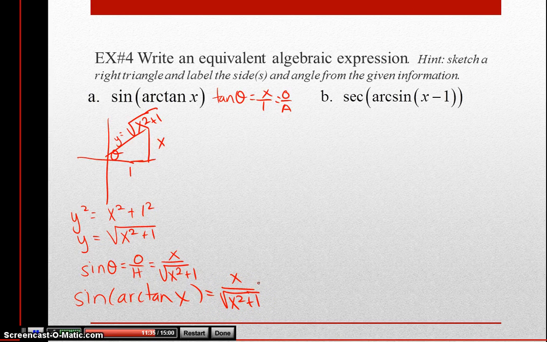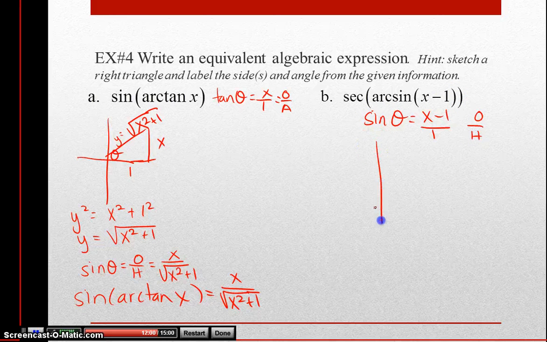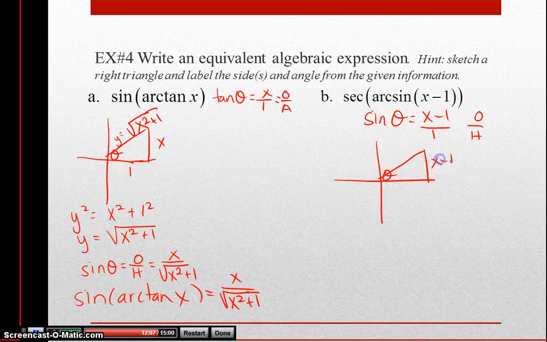And then we want to do the same thing for the next problem that we're going to be looking at. For the next problem, we want to find the secant of the arcsine of x minus 1. So we want to see the sine of what angle is x minus 1. I'm going to just put this over 1 because it's a fraction. The sine, remember, is our opposite over our hypotenuse. This one doesn't have a sign, so we're going to put it in the first quadrant. This is theta. Our opposite side is x minus 1, and our hypotenuse is 1.